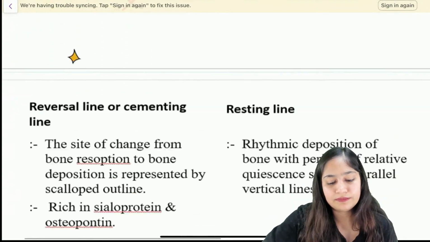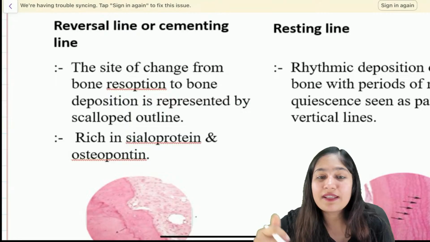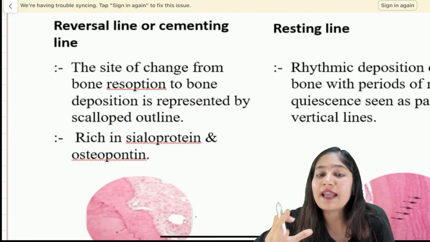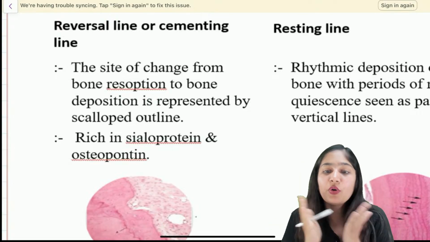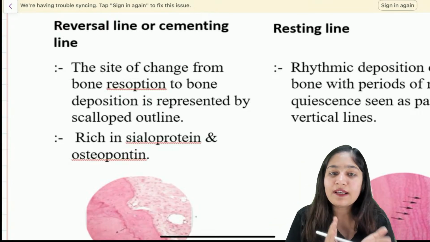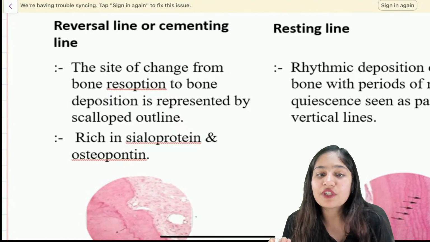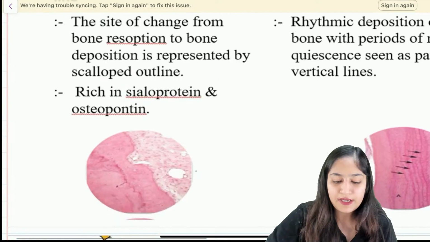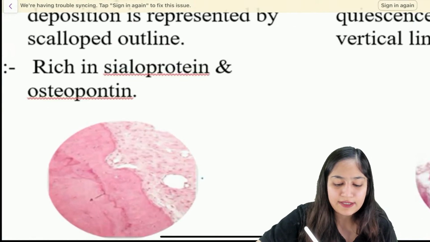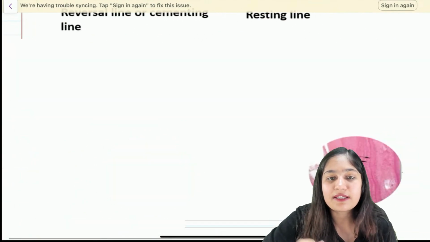Good. So what is reversal line? Mainly, it is present at the site of change. During bone resorption, what will happen? After bone resorption, bone deposition will be there. During this transitional phase, this line will be present. So the site of change from bone resorption to bone deposition is marked by a scalloped line. Here we can see the scalloped line. This scalloped line is our reversal line.